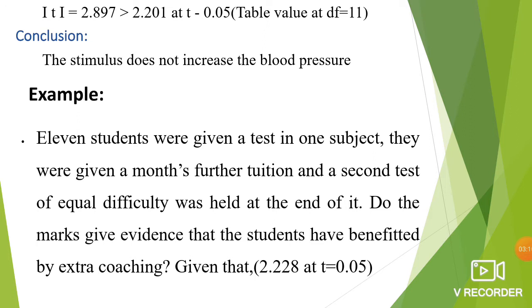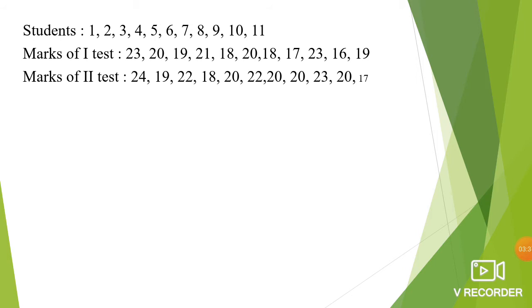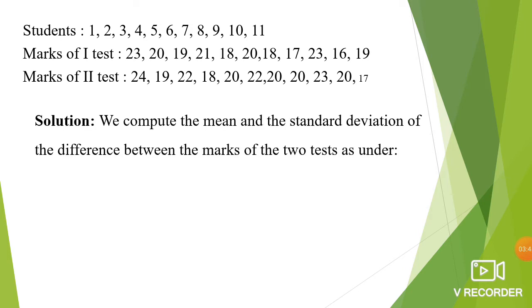Next, the second problem. 11 students were given a test in one subject. They were given a month's further tuition, and a second test of equal difficulty was held at the end of it. Do the marks give evidence that the students have benefited by extra coaching? The given t value at 5% significance level is 2.228. In the solution, the students' numbers, marks of the first test and marks of the second test are given.